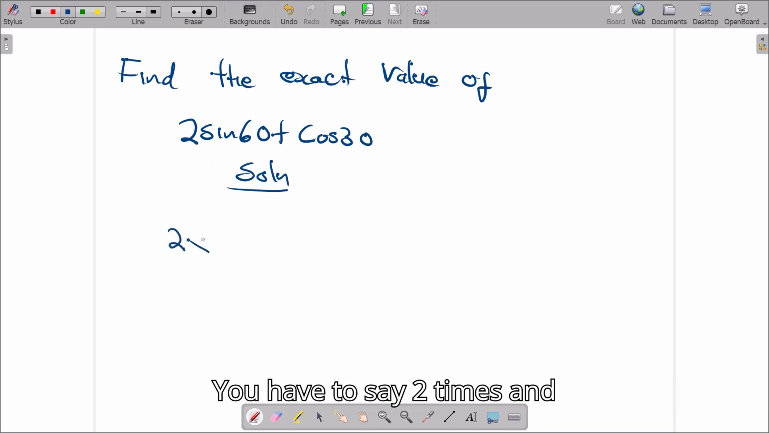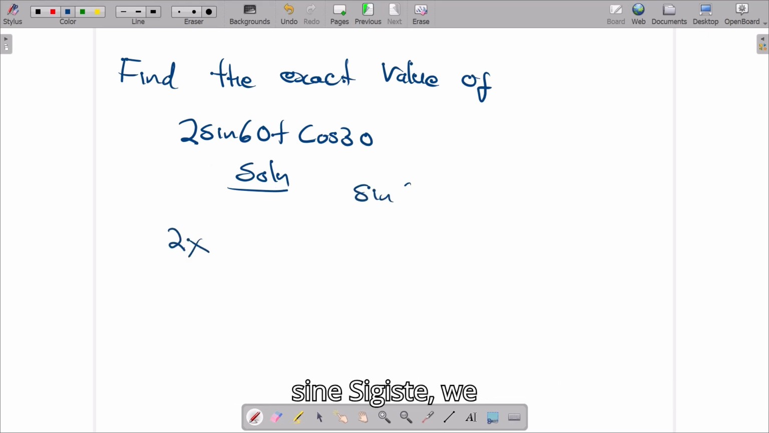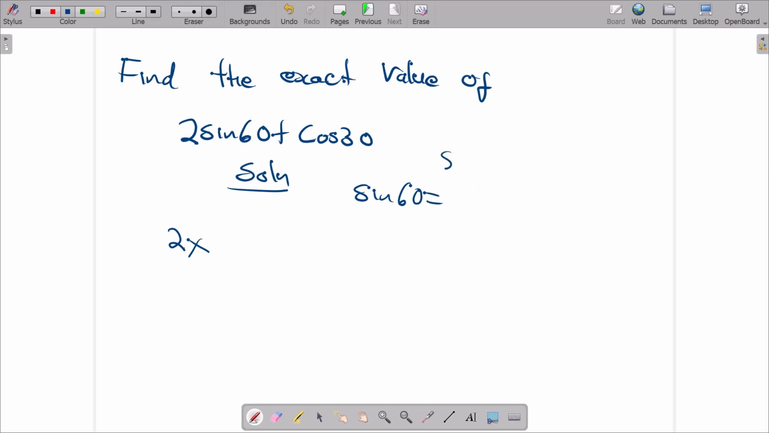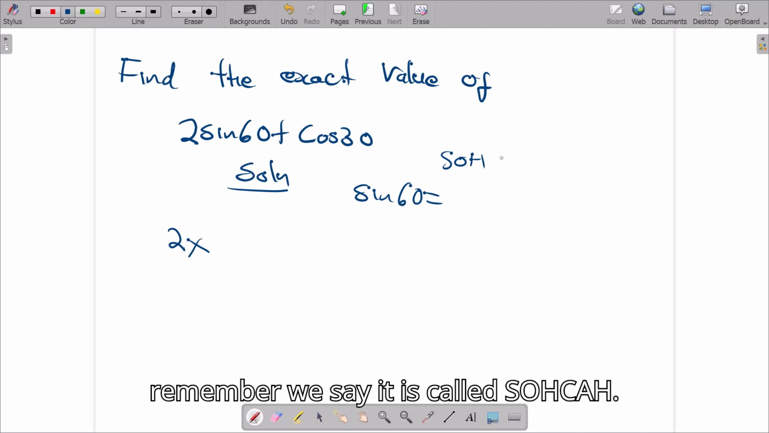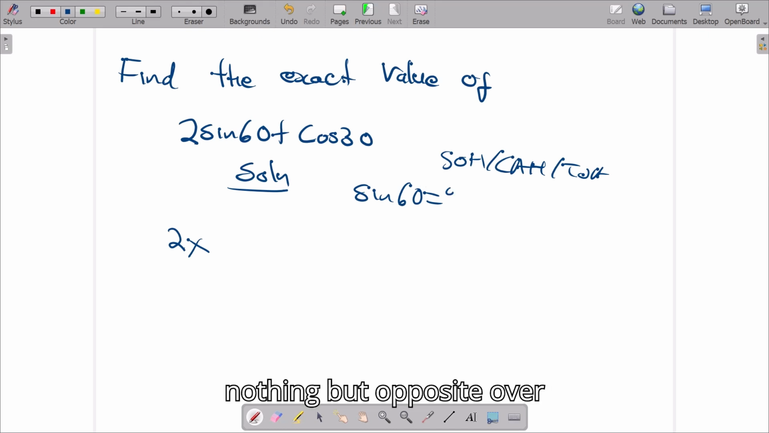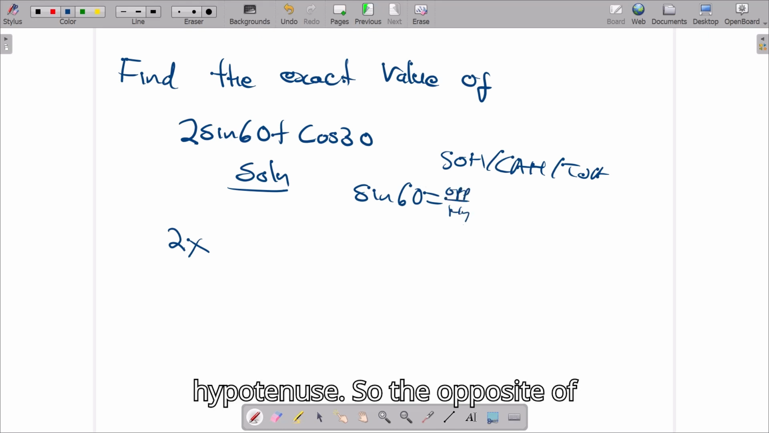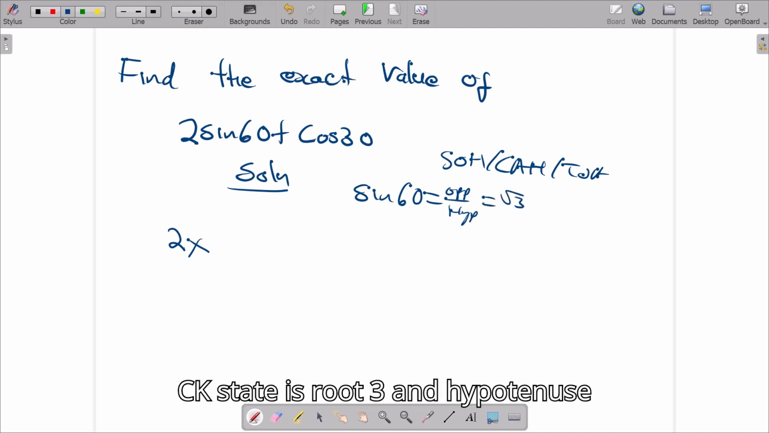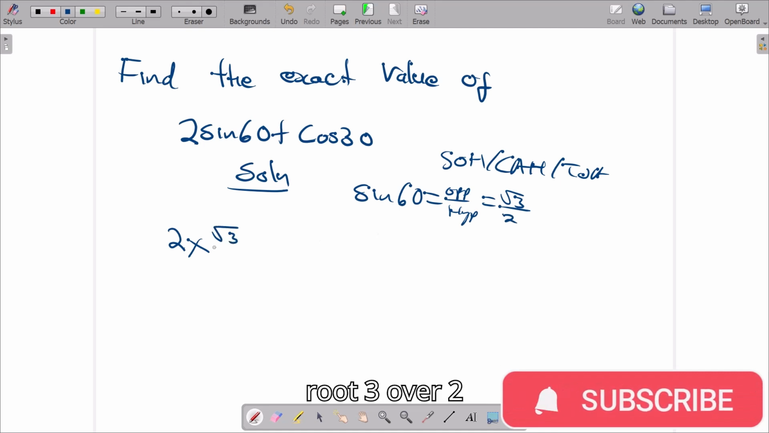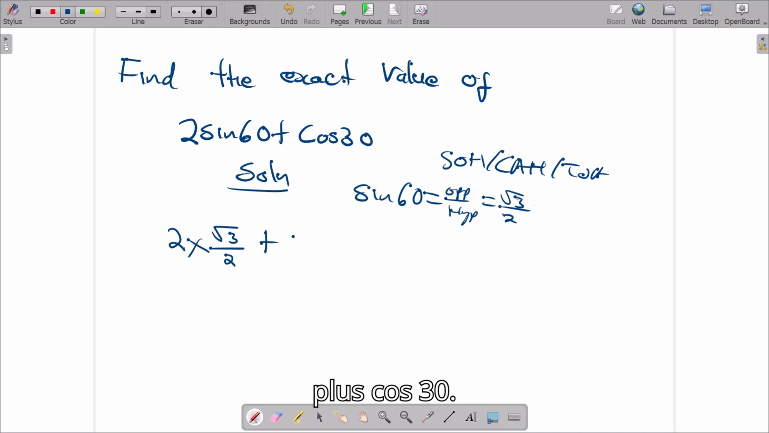You have to say 2 times sine 60. We agreed that on SOHCAHTOA, remember we said it's called SOHCAHTOA, where sine is nothing but opposite over hypotenuse. So the opposite of 60 is √3 and hypotenuse is 2. So here we are going to multiply by √3 over 2 plus cos 30.